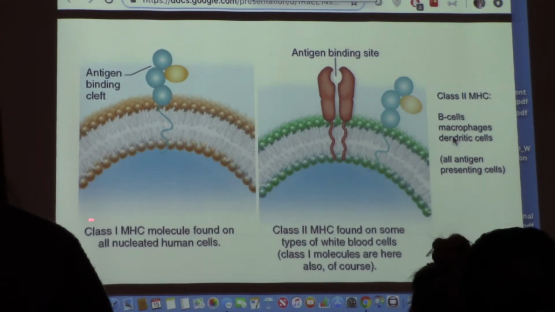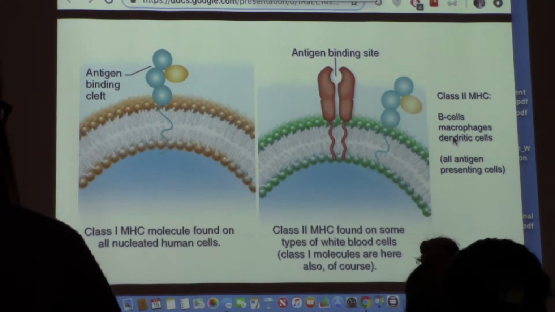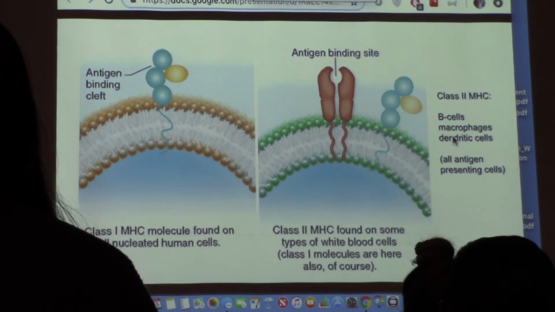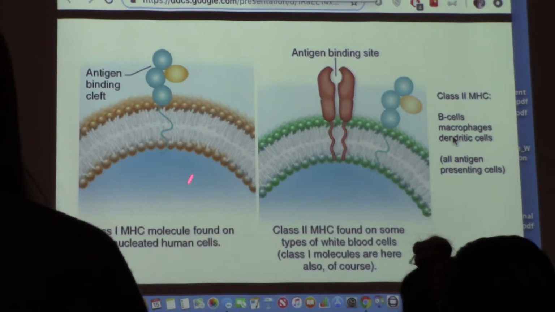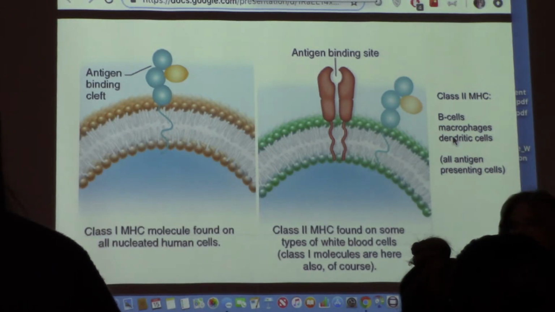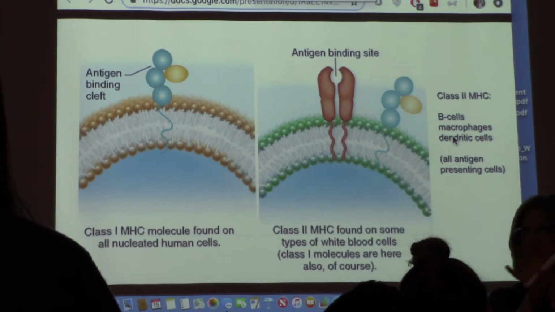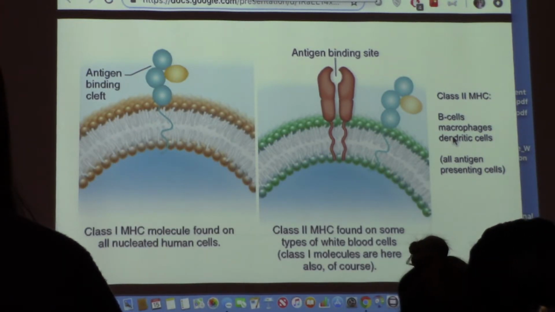So all human nucleated cells have MHC class 1 molecules. So here's an MHC class 1. A non-nucleated cell would be something like a red blood cell. Okay, but all of your cells that have nuclei in them, which is most of them, have one of these MHC class 1 that's specific to you. And again, this is why we can't put my kidney in one of you, and vice versa, because your body would say, oh, I see MHC class 1, but it's not self, it's somebody else, so we're going to get rid of it, and your immune system will attack it. So this molecule is found in all nucleated human cells.